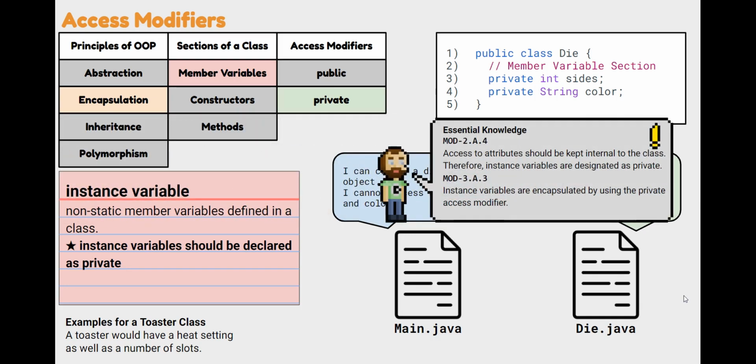This aligns with our essential knowledge. Access to attributes should be kept internal to the class. Therefore, instance variables are designated as private. Instance variables are encapsulated by using the private access modifier. Again, this is that principle of object-oriented programming: encapsulation, protecting our variables from misuse by the user.